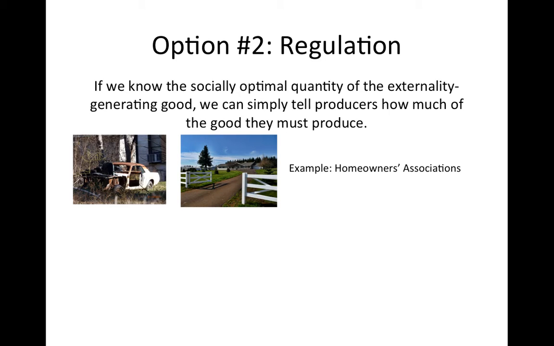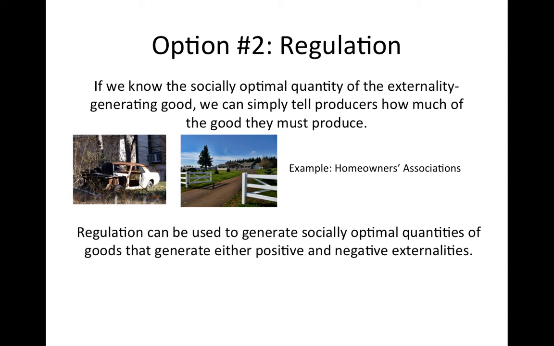By regulating these things, the Homeowners Association is essentially specifying the socially optimal quantity of home repair and maintenance that homeowners must provide. When a homeowner purchases a house in a neighborhood with a homeowners association, they agree to abide by the rules of the association as a part of the purchase. If they do not like the rules, they can simply choose not to buy in that neighborhood. Regulation can be used to generate socially optimal quantities of goods that generate either positive or negative externalities.